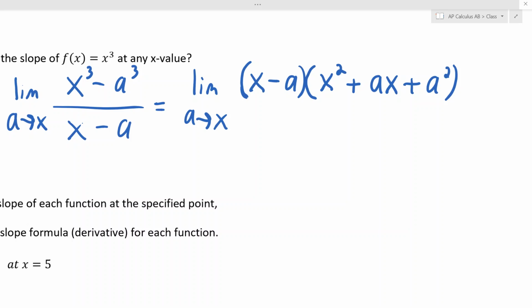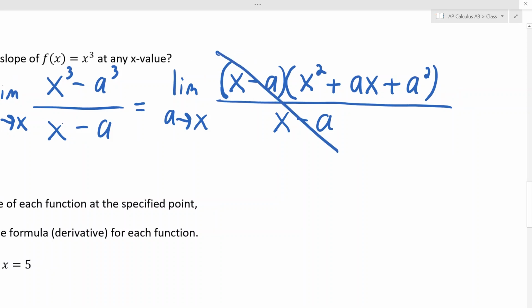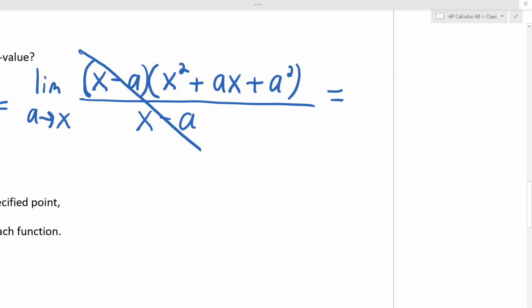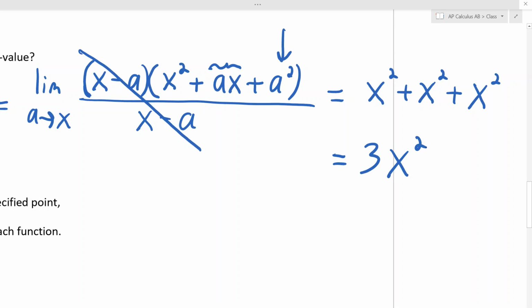Okay? And that's all divided by x minus a. You can see the x minus a is just going to cancel out. Now I can just plug in and see where it's going. Plug x in, so I'm plugging in x where a is. So I get x squared was already there. This term here is going to become x times x, that's just x squared. This term here is going to become x squared. So my derivative is 3x squared.